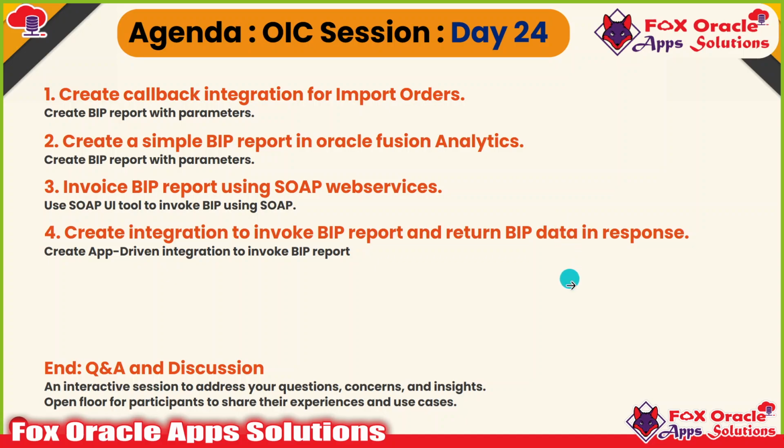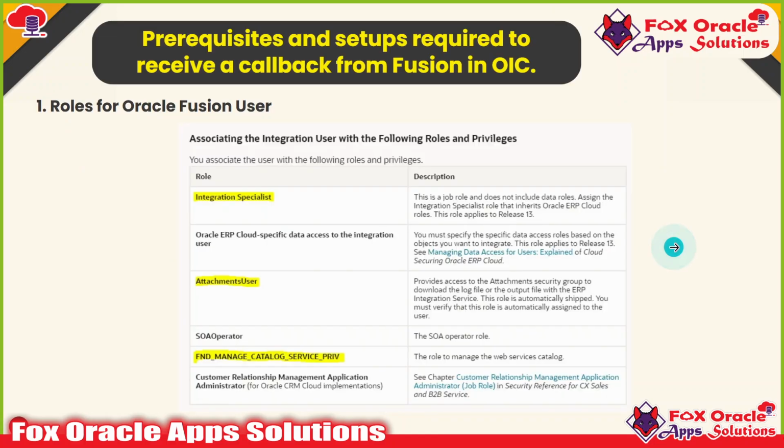So let's have a look at this PPT. First we will talk about creating the callback integrations and what the prerequisites are. Then we will go on to creating the BIP report in Oracle Fusion. Then, just before creating the integrations for invoking the BIP report, we will invoke the BIP report using SOAP web services, and for that we will use the SoapUI tool to execute the SOAP web services, by which we can invoke our BIP report and get the BIP report data. So that's what we are going to learn.